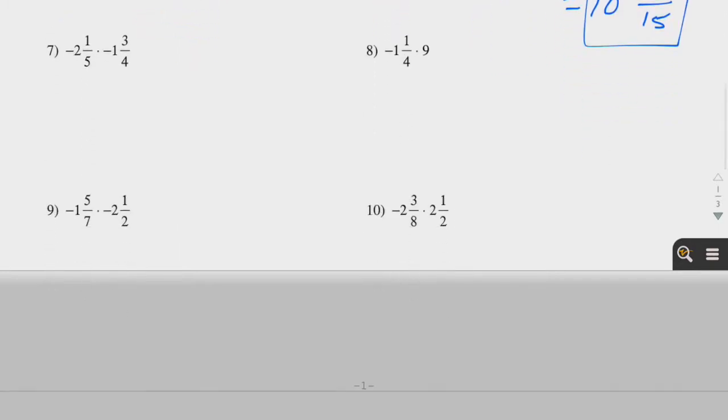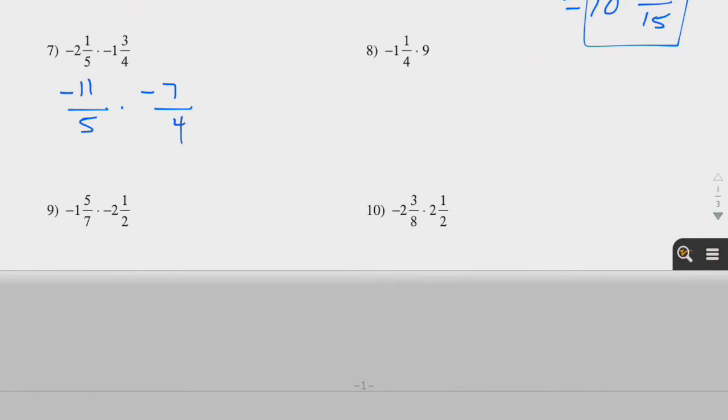Number 7. -2 1/5 times -1 3/4. Again, you always have to write it as an improper fraction. You don't have to actually, but it's going to make it a lot easier if you do. So let's write -2 1/5 as an improper fraction. 5 times 2 is 10, plus 1 is 11, so we get -11 over 5 times 4 times 1 is 4, plus 3 is -7 over 4.